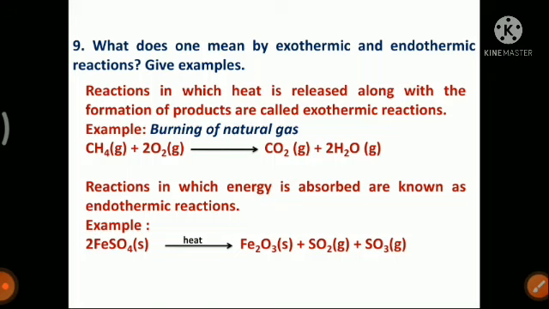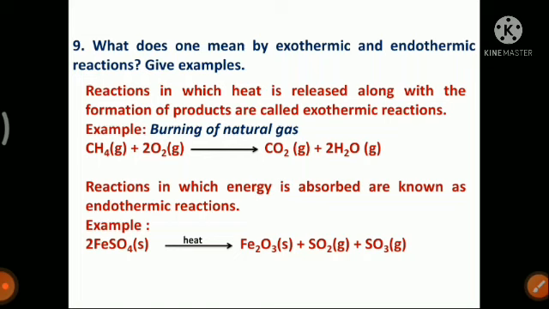Number 9, very simple. What do you mean by exothermic and endothermic reaction? Give an example. So a reaction in which energy is released along with the formation of product is known as an exothermic reaction. Means any reaction in which you see energy in the form of heat or light is produced, then you can say that is an exothermic reaction. Okay, so I have taken here the example of the burning of natural gas. So natural gas, that is methane, CH4, is reacting, is burning.